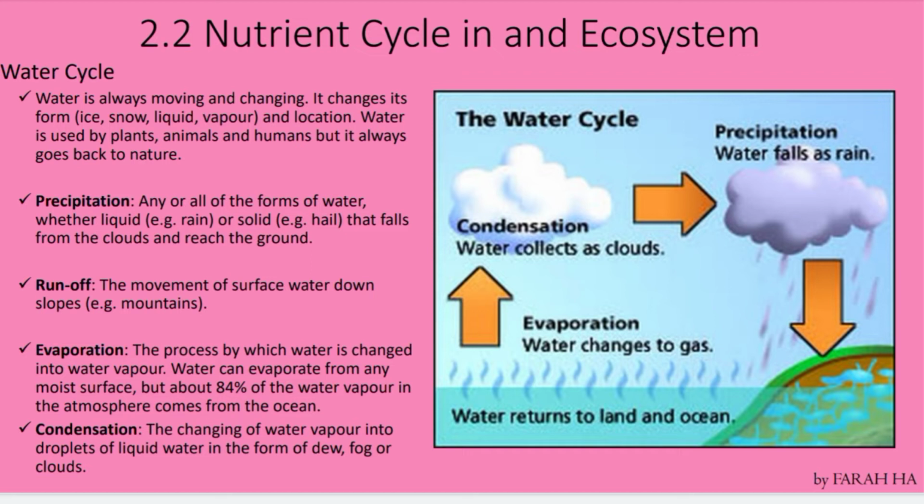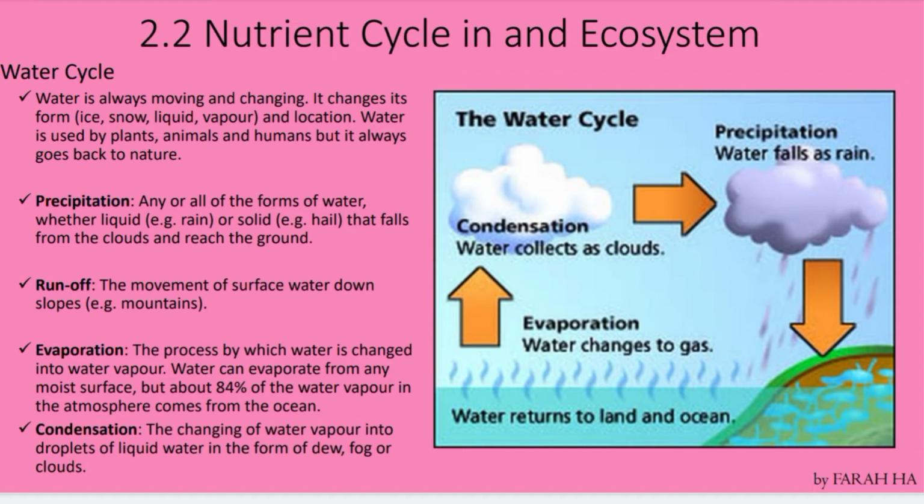So next is evaporation. Evaporation is the process by which water is changed into water vapor. Water can evaporate from any moist surface, but only 84% of water vapor in the atmosphere comes from the ocean. So evaporation is the process where water changes to gas or water vapor. So water from the ocean, from the river will evaporate to the atmosphere and become water vapor or gas.